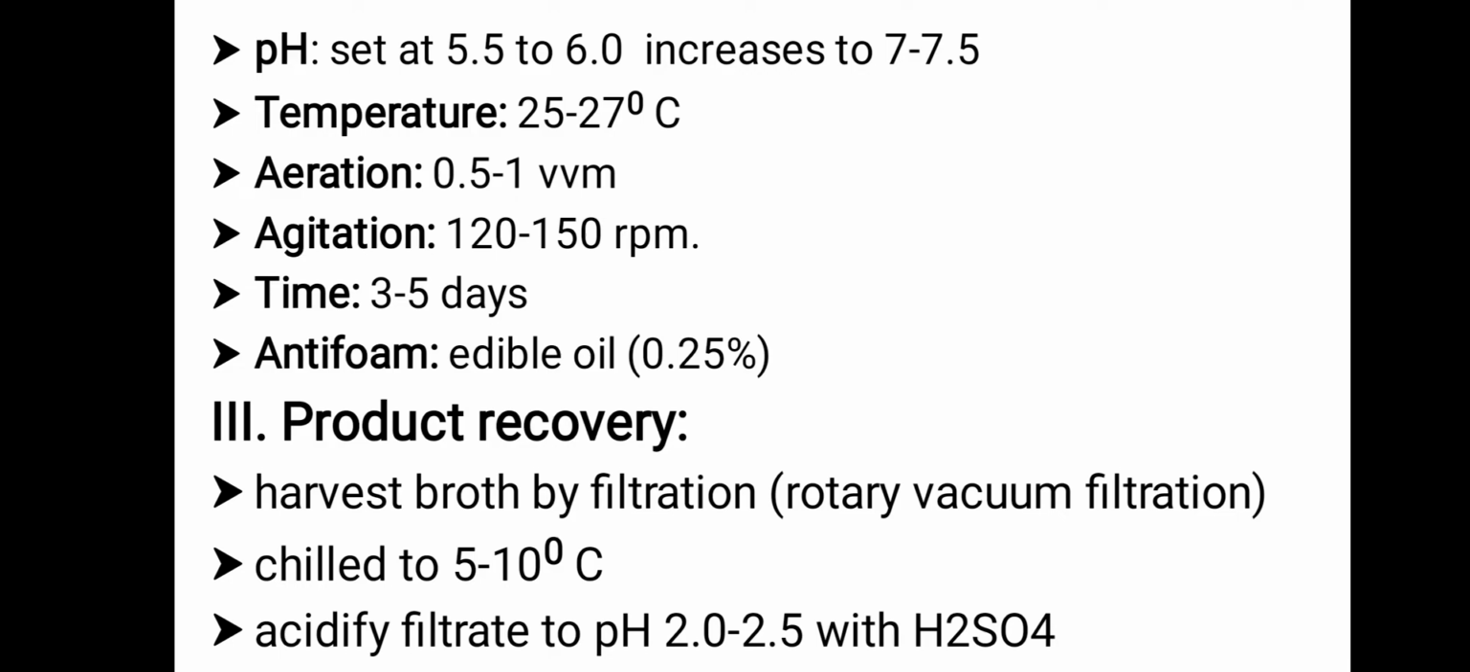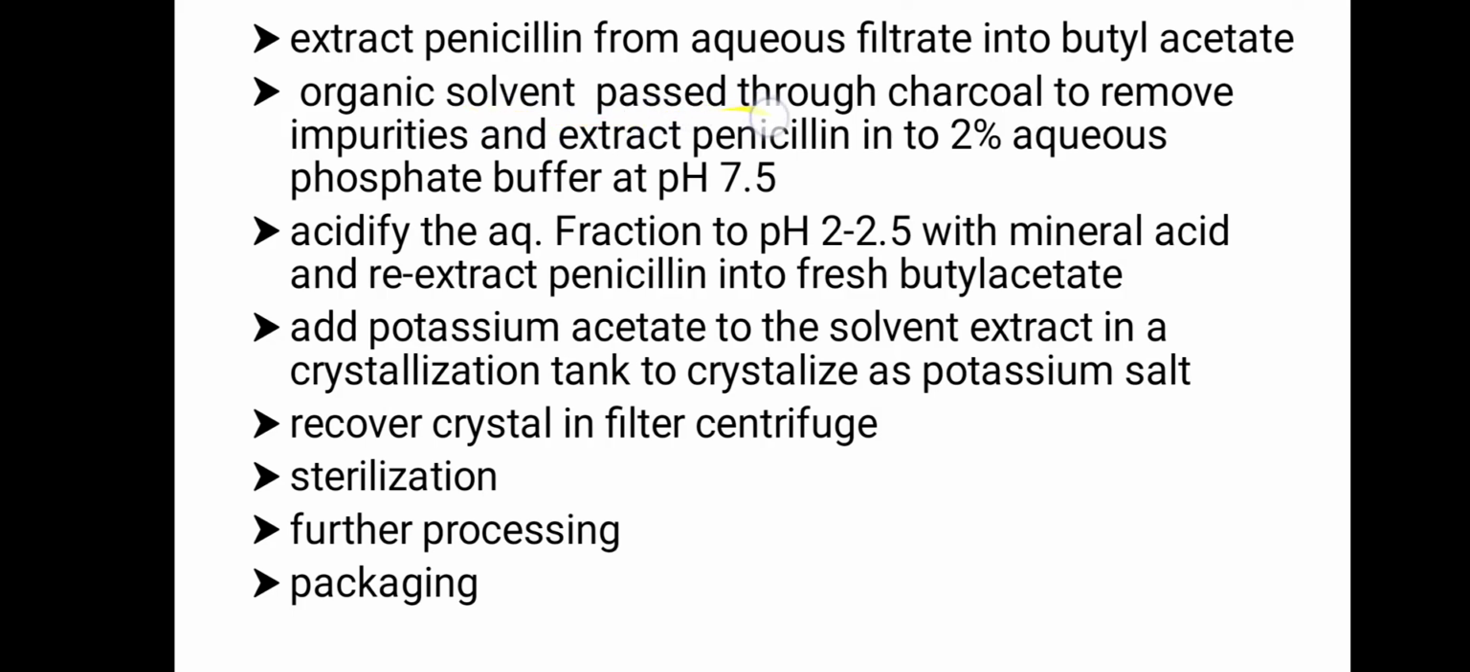Product recovery. So the broth is harvested by means of filtration, which is done by rotary vacuum filtration. It is chilled to 5 to 10 degrees centigrade. The filtrate is then acidified with the help of H2SO4, and the pH is brought to 2.0 to 2.5. The penicillin is extracted into butyl acetate. This organic solvent is then passed through charcoal in order to remove any impurities that are there. And then again the penicillin is re-extracted in 2% aqueous phosphate buffer at pH 7.5.